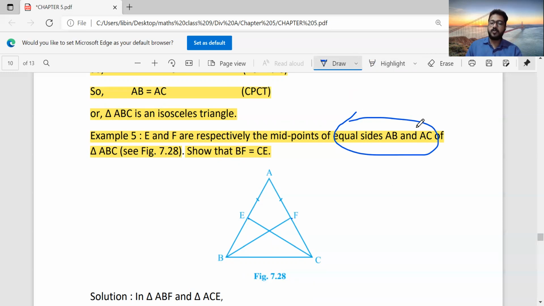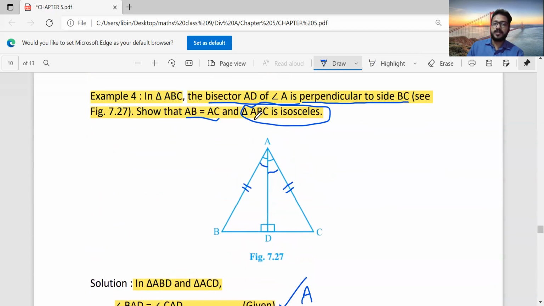Now what do we want to prove? We want to prove that BF is equal to CE. And by looking at BF and CE, what do you think? Can you spot any peculiarity for BF and CE? They look like medians. Let us see whether they are medians or not. As we have seen in the previous question also, our aim is to prove the sides equal.